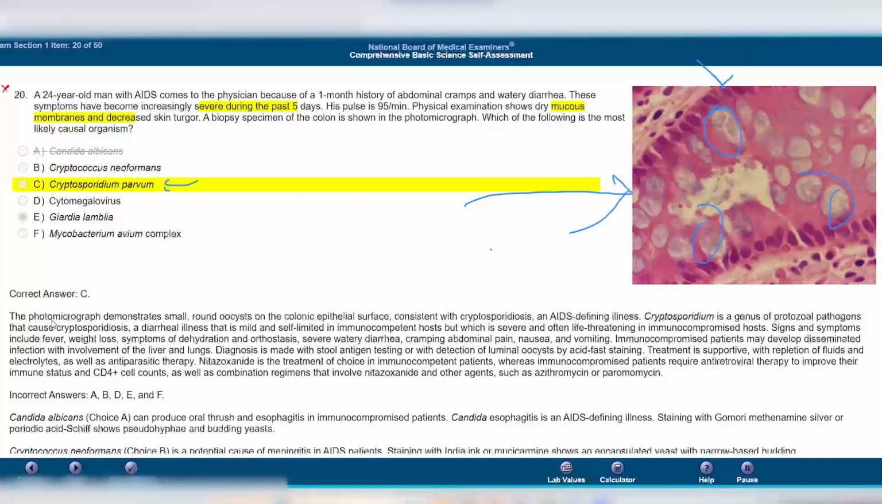But the key is really it's AIDS with watery diarrhea for a prolonged, chronic time. That's going to be Cryptosporidium until proven otherwise. You know what I'm trying to say? Questions about that?